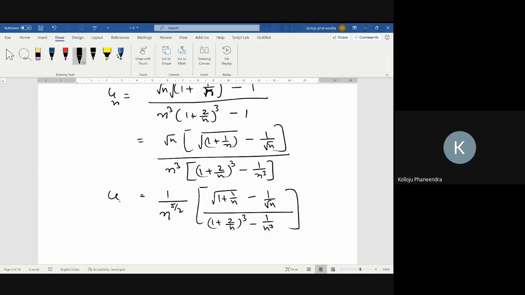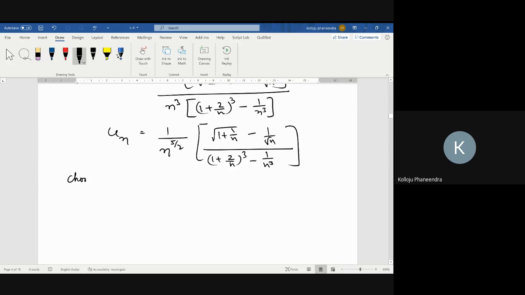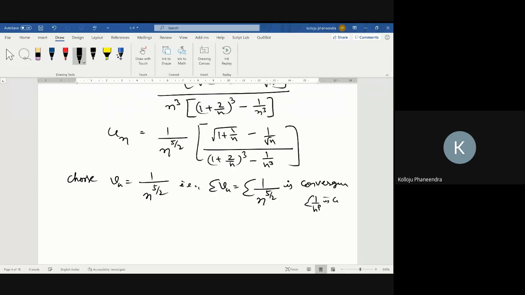This is un. So choose vn as what? Choose vn equal to 1 by n power 5 by 2. That is, sigma vn equal to sigma 1 by n power 5 by 2 is what? Convergent. Sigma 1 by n power p converges if p greater than 1. Okay, this is the idea.